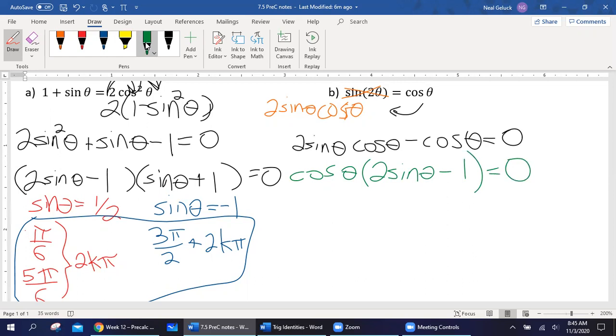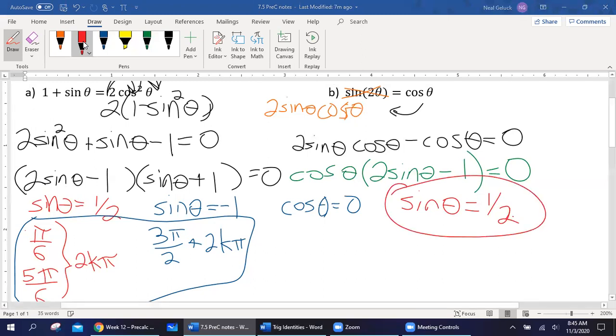So in this one, if cosine equals 0, we're covered. Or if sine equals a half, we're covered. So for the sine equals a half, I'm not going to rewrite it. That's the same answers that we had over here, pi over 6 and 5 pi over 6.